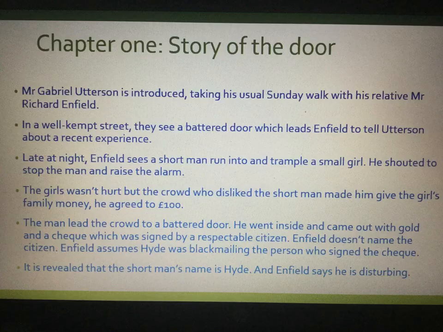So what happens in chapter 1 is basically this. Mr. Utterson is introduced and he's taken his usual Sunday walk with his friend, his relative even, Mr. Enfield. And it's in a well-kept street and they see a battered door. And this leads Enfield to tell Utterson about this experience he's just had. Late at night, Enfield sees a short man run into and trample a small girl. And he shouted to stop the man and raise the alarm. Now, the girl wasn't hurt particularly, but the crowd who disliked the short man made him give the girl's family money, and he agreed to give her and the family £100.